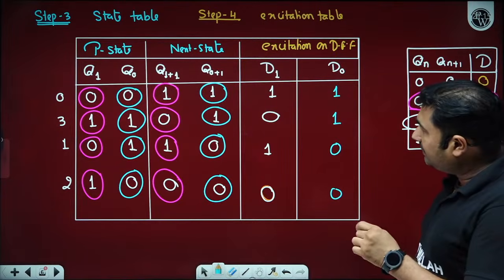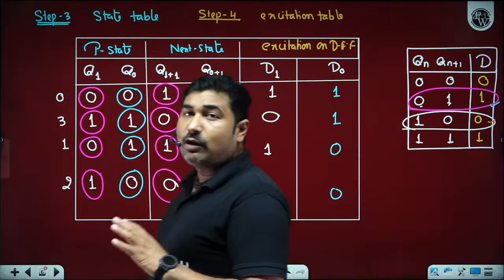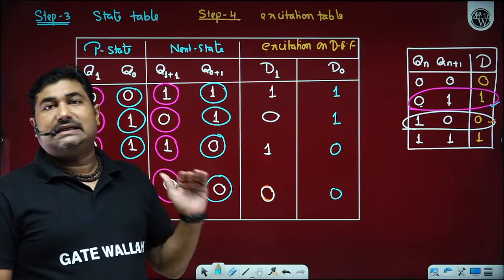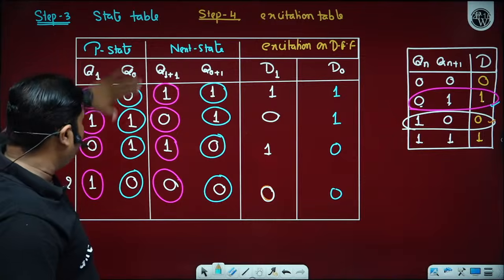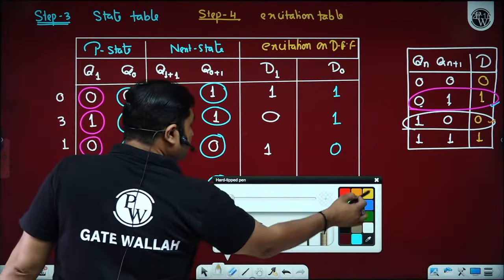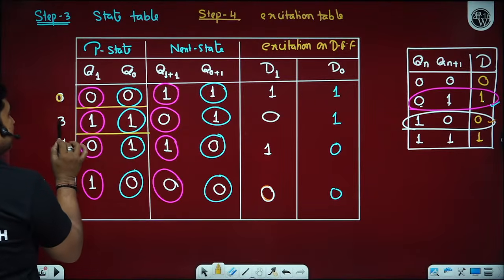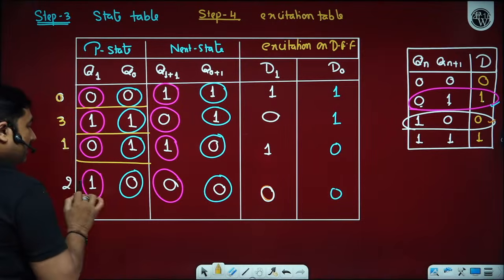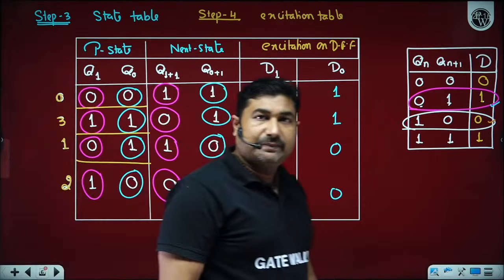We have to observe D1 and D0. What are the inputs that we can apply onto the flip-flop? Only present input or present state. So present state is Q1 and Q0. In terms of Q1 and Q0, 0, 0 is indicating binary of 0, 0, 1 is indicating binary of 1, and 1, 0 is indicating binary of 2. Is it okay? Yes, sir.